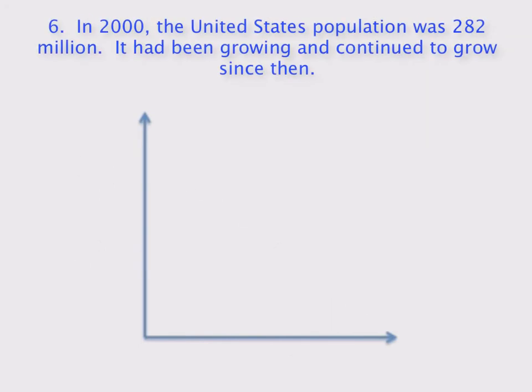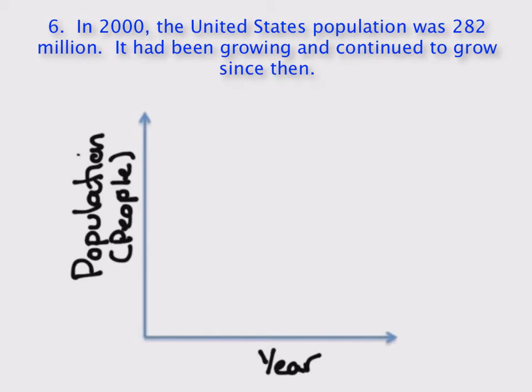Last example. The United States population was 282 million in the year 2000. It had been growing and has grown ever since. Like the last example, since we're dealing with population, which is a measure of people, it can't be divided up forever and ever. So in theory, a discrete graph would best capture this situation.